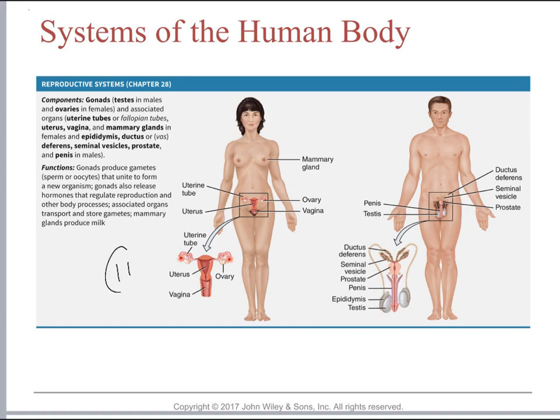Our 11th and last system is the reproductive system. So we're talking about our gonads, our testes in the male and penis, as well as our vagina, uterus, and ovaries in the female. Our goal is to make gametes, sex cells, sperm or oocytes that unite to form a new organism. We will also talk about the release of hormones that regulate reproduction and other body processes.